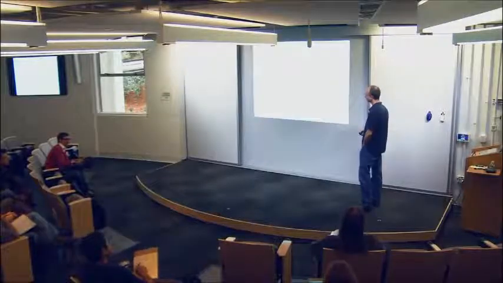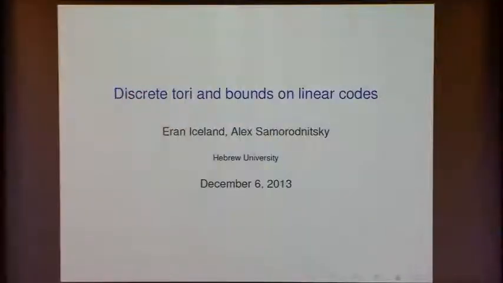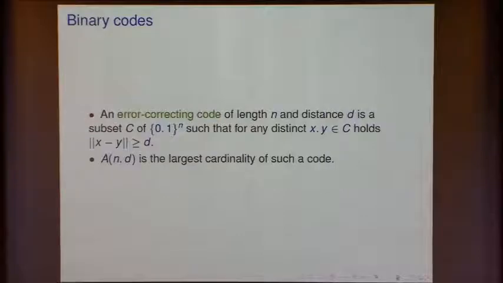So this is the topic. I'll explain what discrete tori are at some point. Okay, so let's start with the general question of bounds on binary codes.